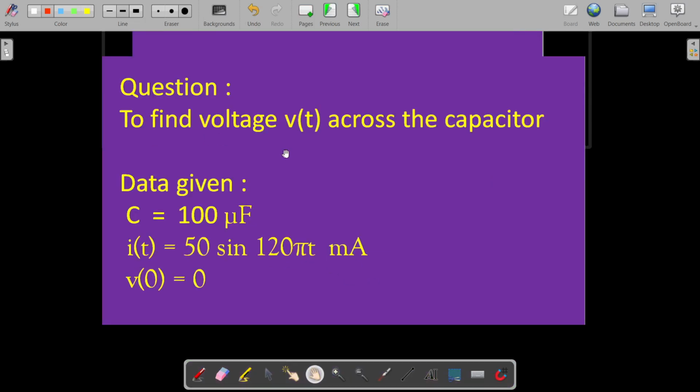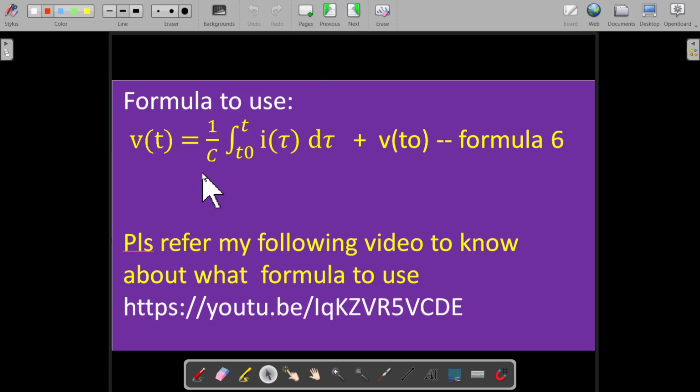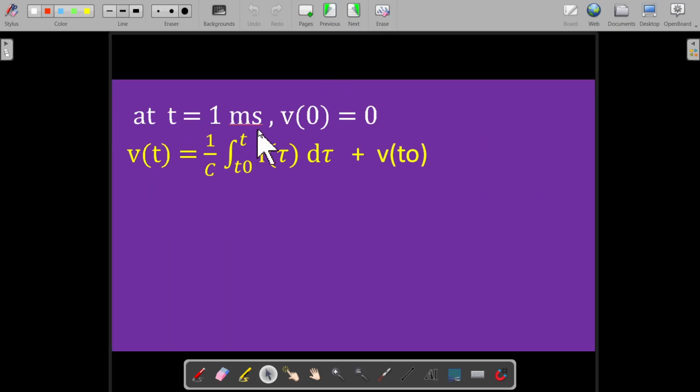We are asked to find the voltage v(t) across the capacitor, and the data given is C = 100 microfarad, i(t) = 50 sin 120πt milliamps, v(0) = 0. So what is the formula to use? v(t) = 1/C ∫ from t0 to t of i(τ) dτ + v(t0). This is formula number 6. So at t = 1 millisecond, v(0) = 0. We are going to use this particular sixth formula.